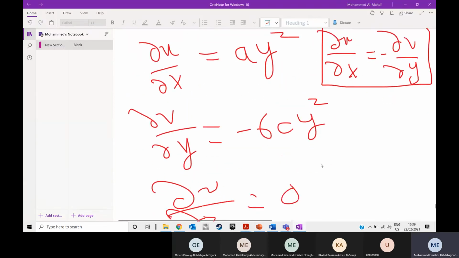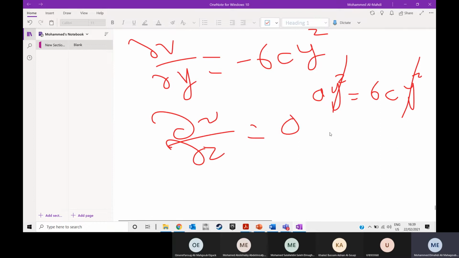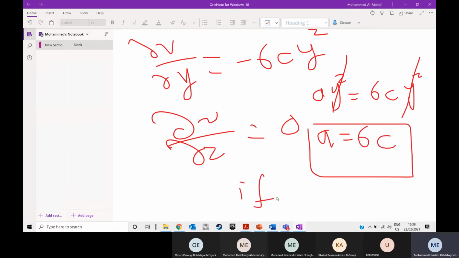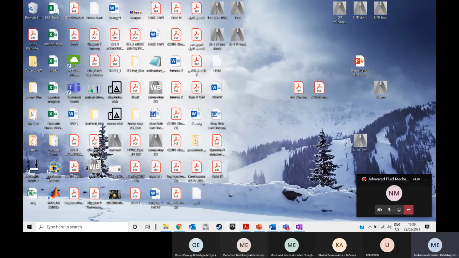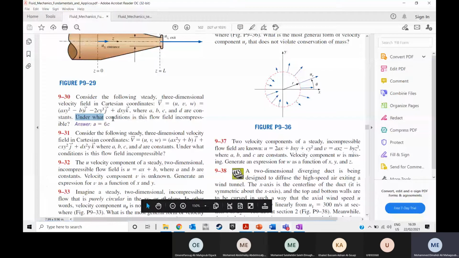So now if our flow is incompressible, this should be true. When we move the term to the other side, the negative signs cancel. So c y squared, cancel y squared with y squared, and our condition should be a equal to 6c if it is incompressible, which is the answer here. Under what condition is this flow incompressible? a equal to 6c. These questions are nothing, you just look at what he wants.